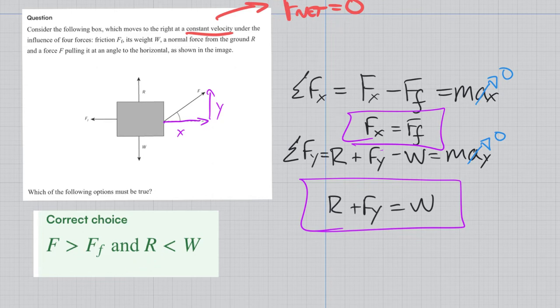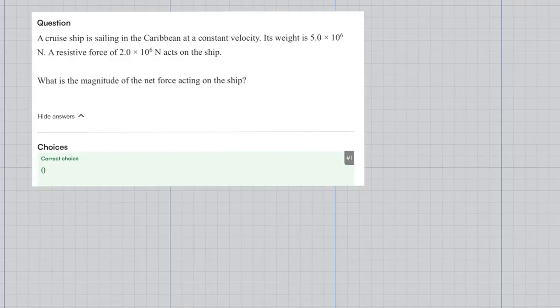And we know that our normal force must be less than weight, right? If our weight equals our normal force plus the y component of our pull force, well, then this normal force must be smaller than our weight.